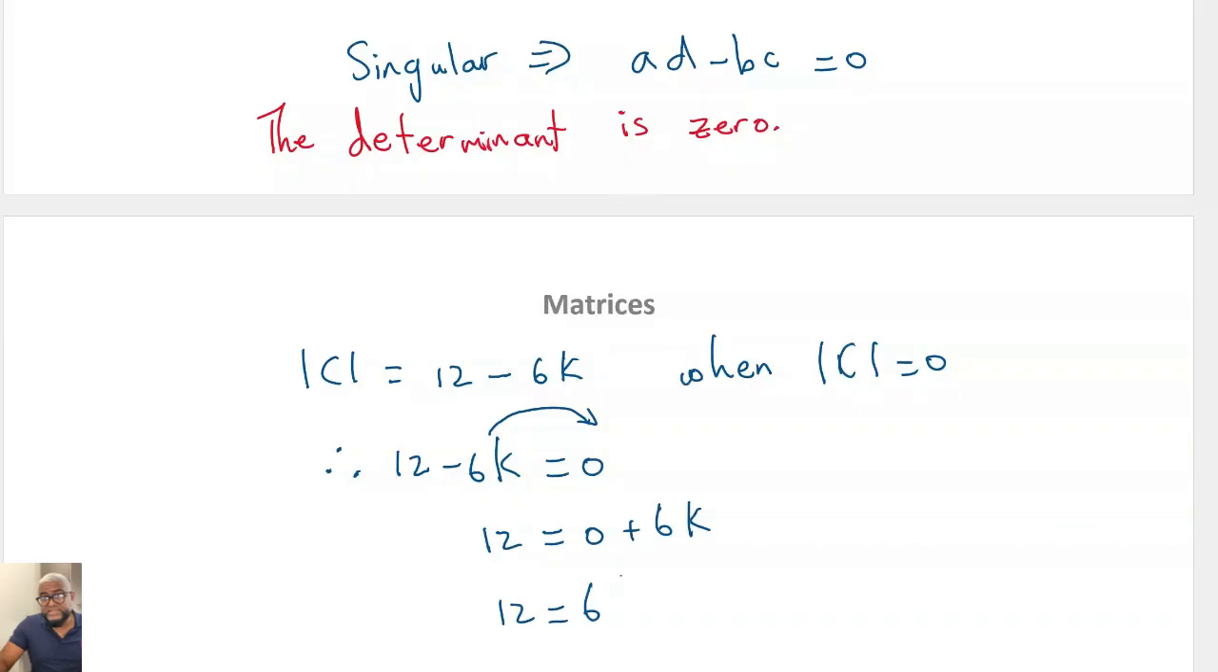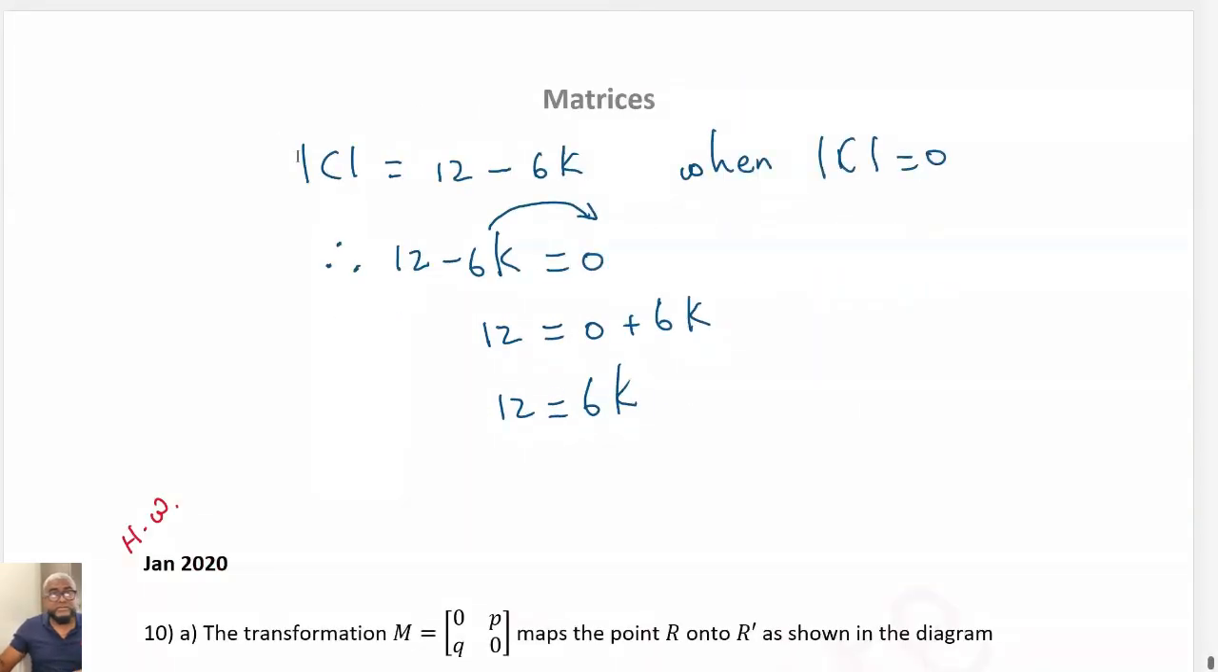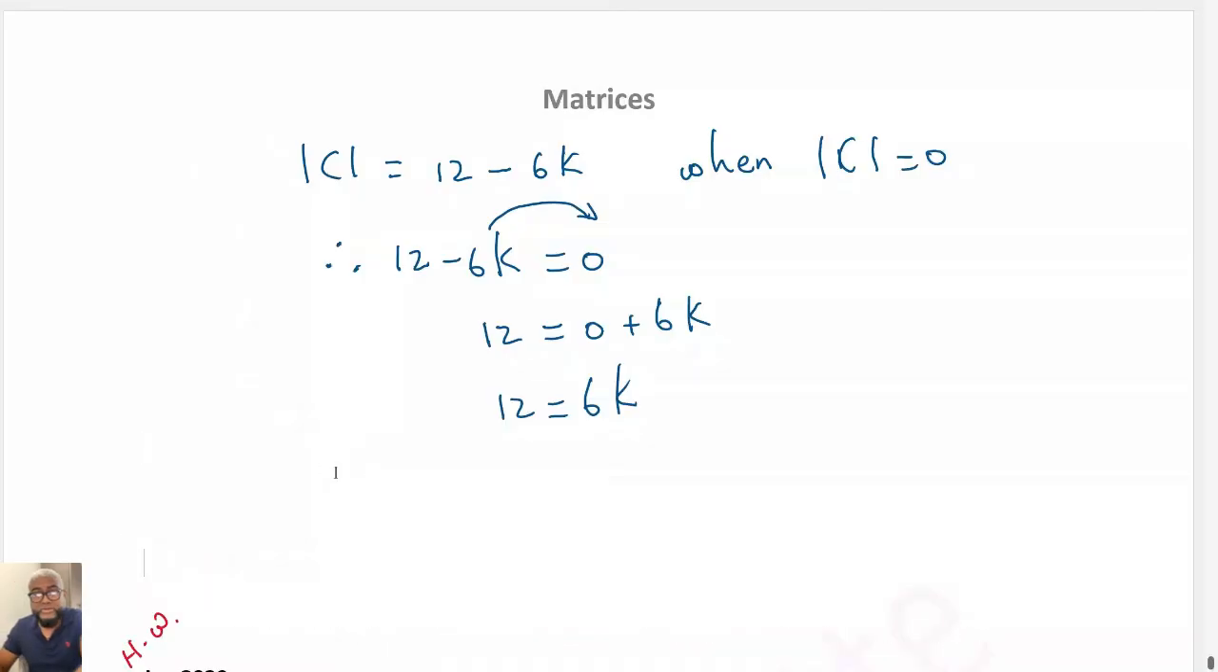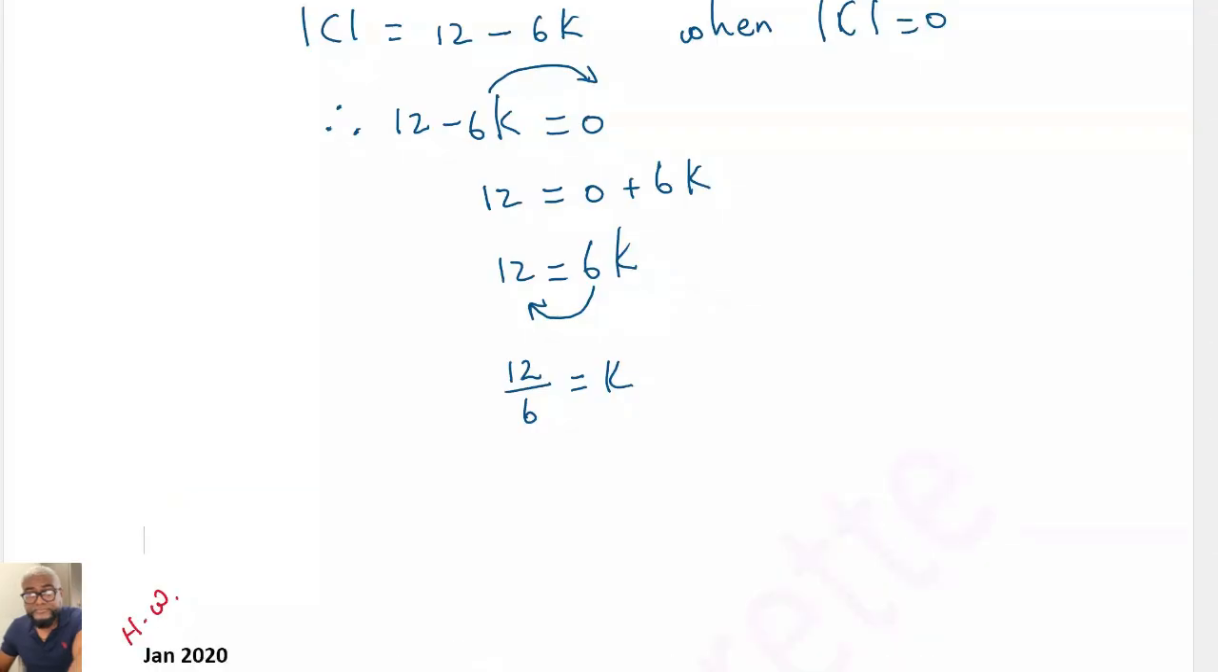12 is equal to 6K. What are we doing here next? After moving the 6, we're moving the 6 here and dividing, so it'll be 12 divided by 6, which will give me K. 12 divided by 6 is what? 2. So 2 is equal to K, which is the same as K is equal to 2.